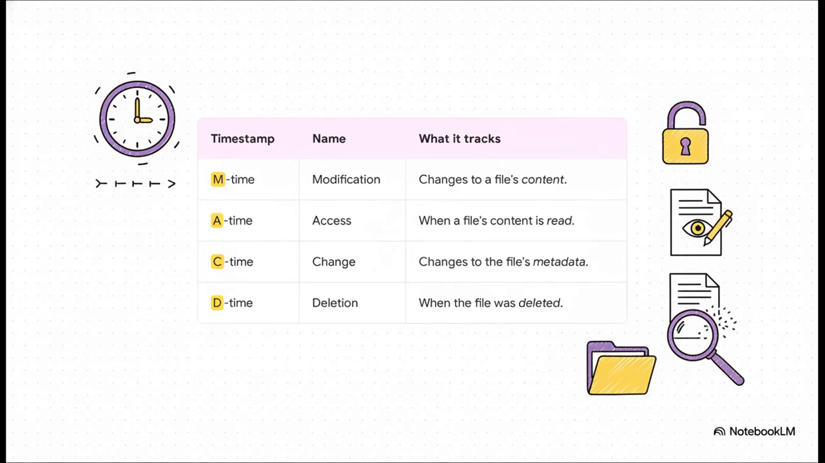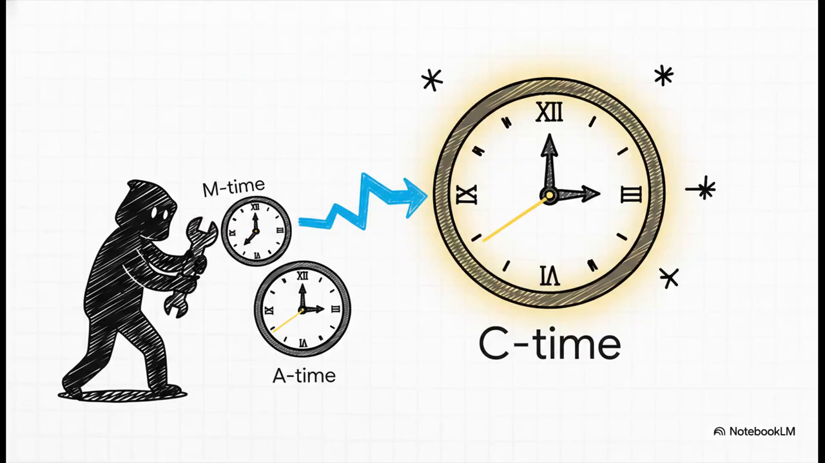And this is where it gets really cool, because this is how we build our timeline of the crime. Every single inode stores up to 4 different timestamps. You've got the M time for when the file's content was last modified, the A time for the last time it was accessed, the C time for when its metadata changed, and even a D time for when it was deleted. You put all of those together and suddenly you have a play-by-play of what happened. Now, if there's one thing you take away from this, it's this.